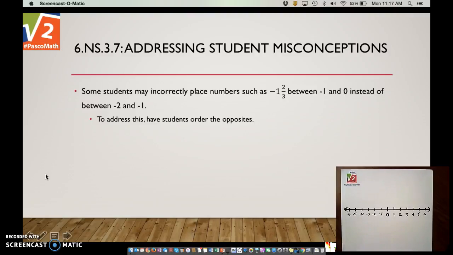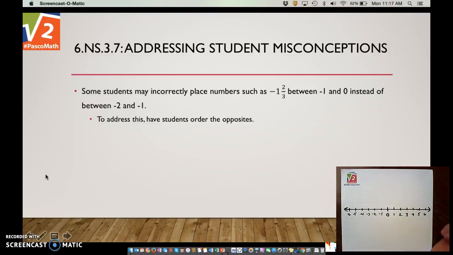And so one way to address this is to have the students order the opposites. And so if this is positive 1 and 2/3, it would lie somewhere about here, not exact, between 1 and 2, closer to 2. And so that's between 1 and 2. And so the opposite of that should be true as well. And so if we have negative 1 and 2/3, here's negative 1, here's negative 2, it should be somewhere in between there, closer to negative 2. And so it should be somewhere about right here. And so we could actually place that point.